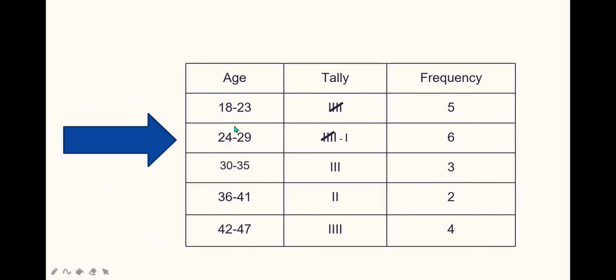Now, to get the second row of our frequency distribution table, you need to add 1 to this 23. So 23 plus 1 is 24. Again, what should I do to get the upper limit? Plus 5. So 24 plus 5 is 29. Plus 1, that is 30. Plus 5, that is 35. Plus 1, 36. Plus 5, 41. Plus 1 is 42. Plus 5 is 47.